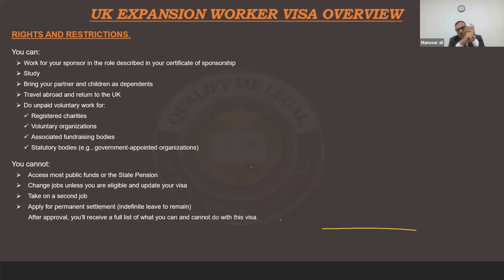What you cannot do: you cannot straight away apply for any public funds. You cannot take a second job. And one thing is more important, you cannot go on to settlement under this category. Previously, when we had the Sole Representative visa, it was allowed to apply for settlement, but nowadays, under the new name UK Expansion Worker Visa, you cannot apply for settlement. This is the whole crux of the UK Expansion Worker Visa. I hope I have explained it in detail.